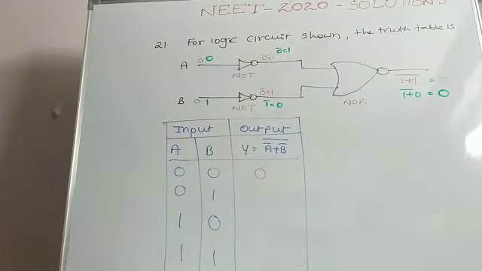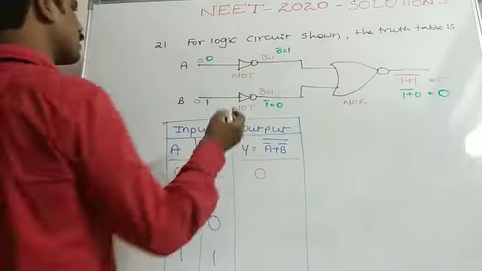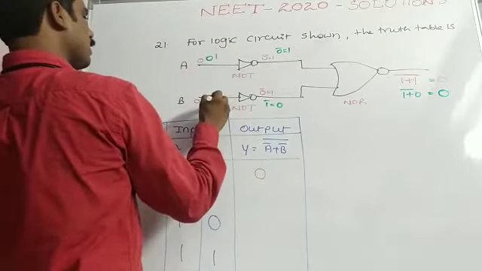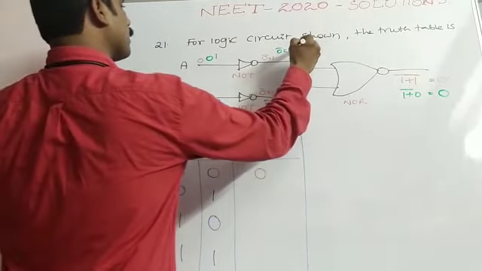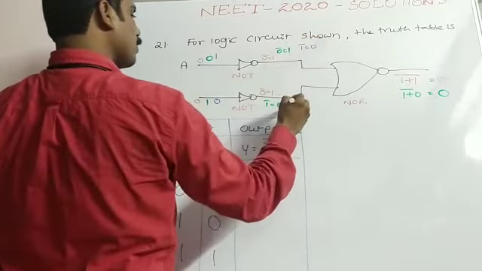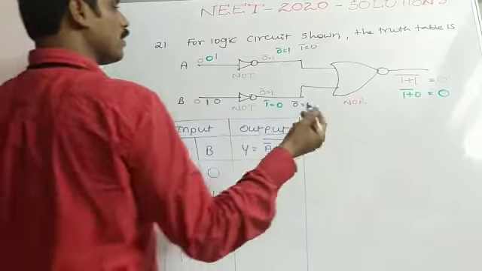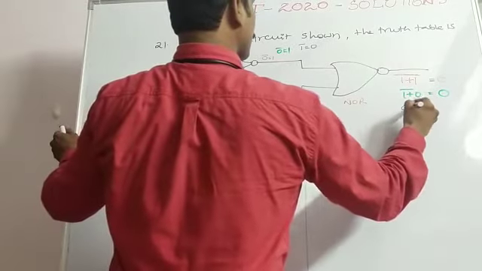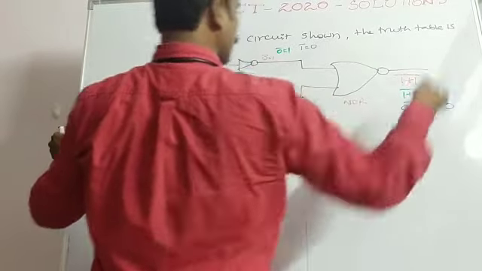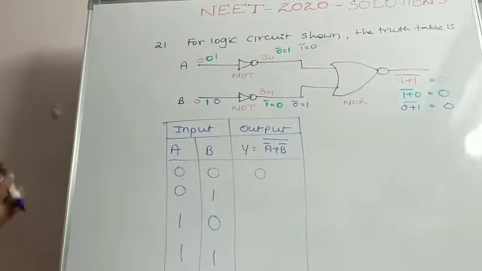Next case is the same as that one, no problem I think. Why? Because here it is 1, here it is 0. Then 1 bar is equal to 0, and 0 bar is equal to 1. There is no change in the result, like our example. Okay.